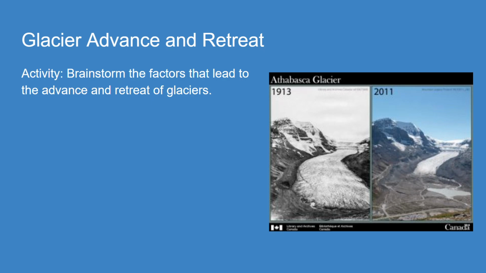So, glacier advance and retreat. Brainstorm the factors that lead to the advance and retreat of glaciers. Now the glaciers are retreating so quickly due to human-induced climate change, and it's kind of sad to see this. You see the Athabasca Glacier, it's so tiny now, it used to be so big. So take some notes on what you think, and I'll move on to the discussion.